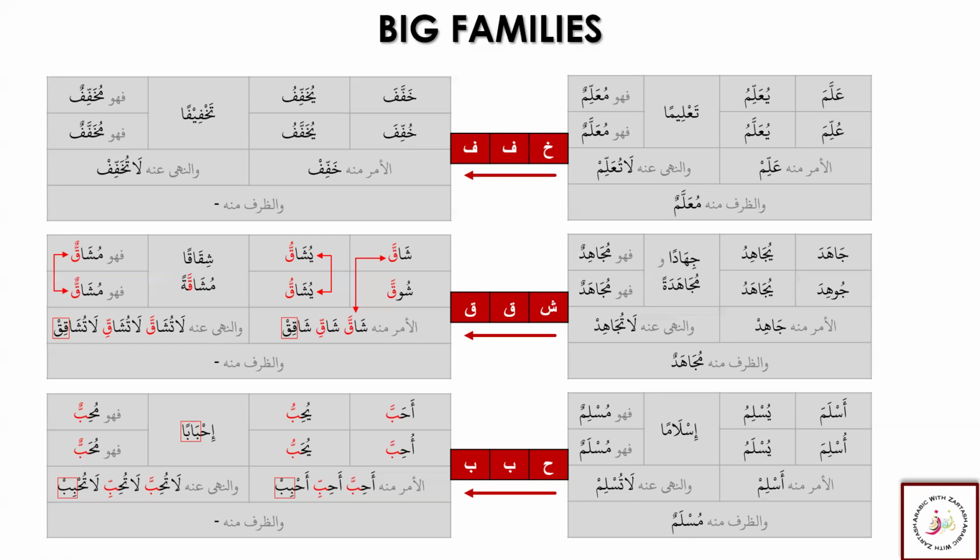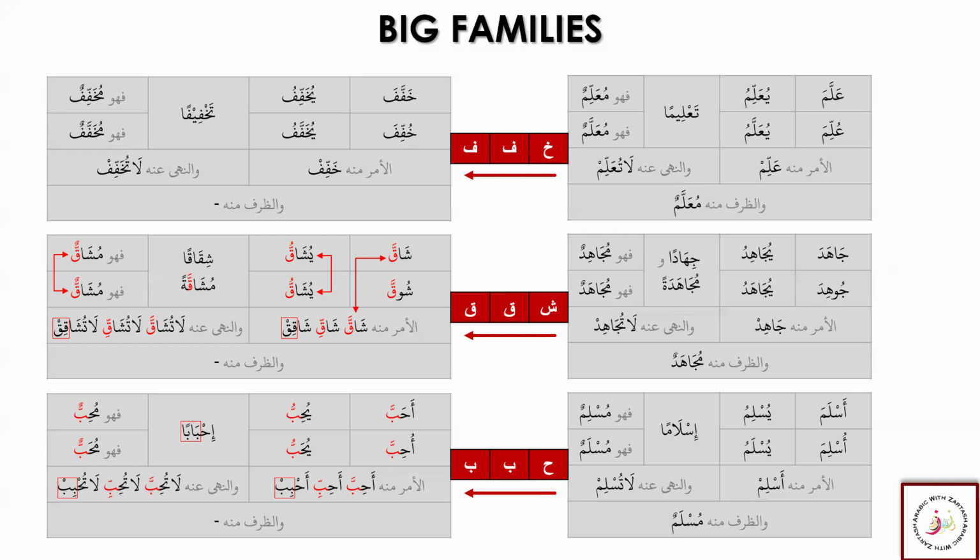So now look how we are going to do it for Jahada. Without fusing them, we will get shakaka, and by fusing them, we get shaka. We know this rule, we already learned how to fuse them. So shaka, yushaku, shikakan, fahuwa mushakun, shuka, yushaku, mushakatan, fahuwa mushakun. Al-amru minhu shaqqa, shaqi, and shaqik.